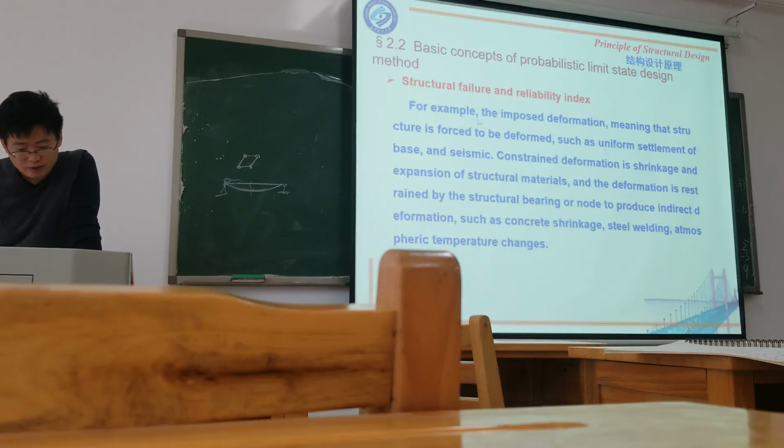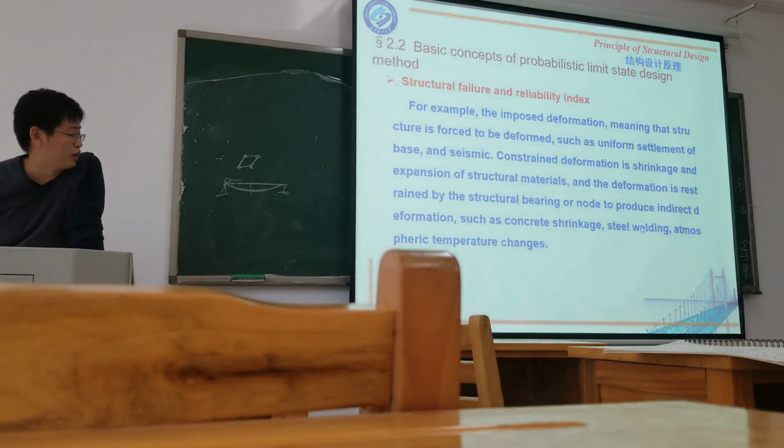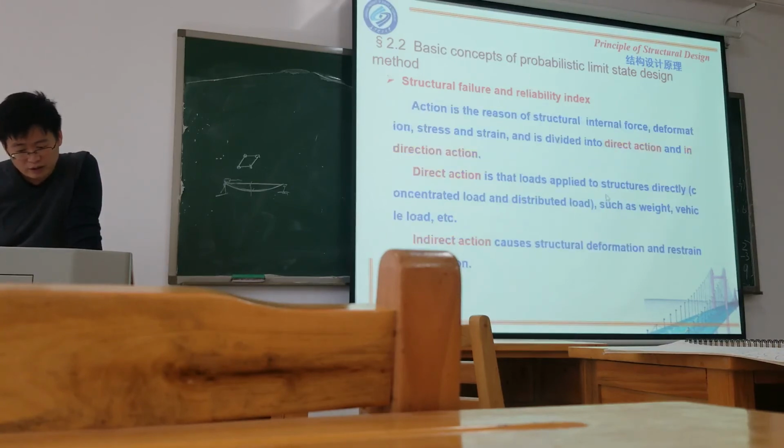So here is an example of imposed deformation, meaning that the structure is forced to deform, such as the uniform settlement of the base and the seismic. Constrained deformation is the shrinkage and the expansion of the structural material, where the deformation is restrained by the structure bearing, something like this. And also automatic temperature change, all those belong to indirect action. Actually, you can also say even creep. Shrinkage and creep actually all belong to indirect action.